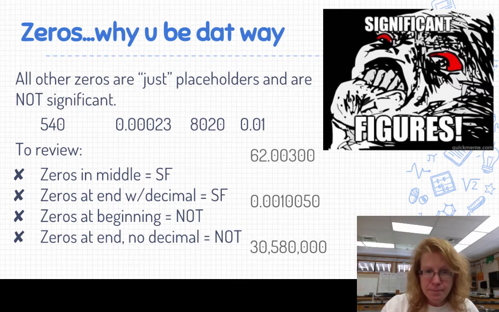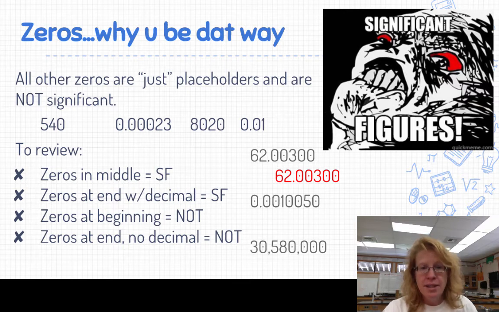All right, so here they are. So for the number 602000300, all of these would be counting as significant. These 2 zeros are trapped, so they count. These 2 are at the end of a number that has a decimal place, so they count. So that has a total of 1, 2, 3, 4, 5, 6, 7 significant figures.